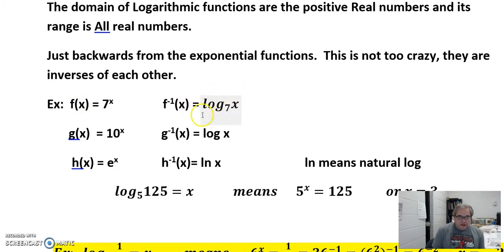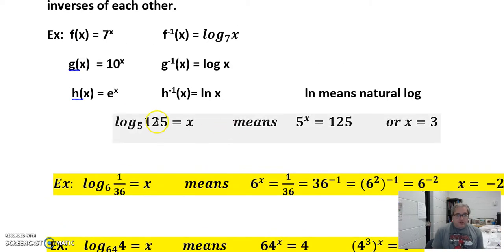And to think about this, it's easier to think about this one. Here's another one. 10 to the x, and g inverse is log x. I don't have to put the 10 here because this is a common log. Any logarithm that's written like this, there's assumed to be a 10 there. It's a common log. So they're inverses of each other. Here's another one. I haven't gotten to this in class yet. But e to the x, the inverse of that is ln x, because ln is log base e of x.